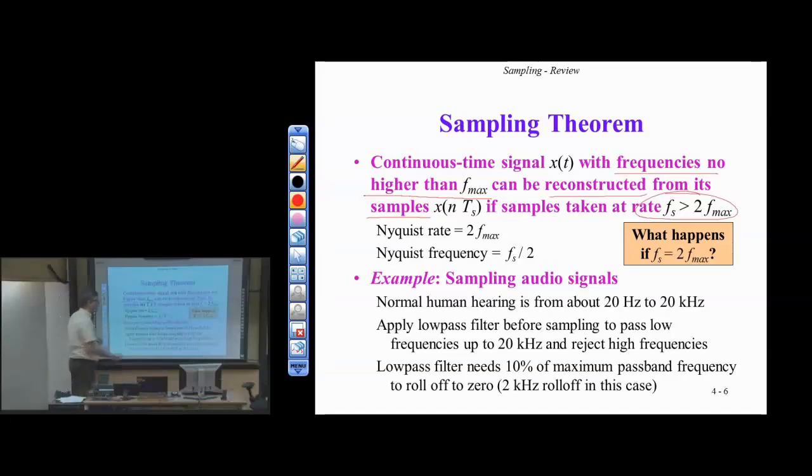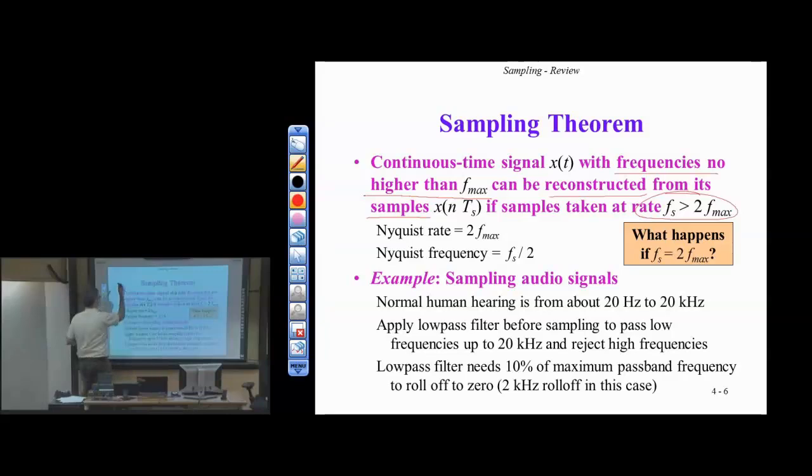But let me narrow that question down. In the time domain, what happens if fs equals 2 f max? I have no gap in the frequency domain, but that's true. And what happens in the time domain? Oh, it's a constant, right? I get a constant if the input signal is... You're on the right track. You're sampling at f max. What sinusoid do I need? Cosine? Okay. Cosine is actually okay, amazingly.